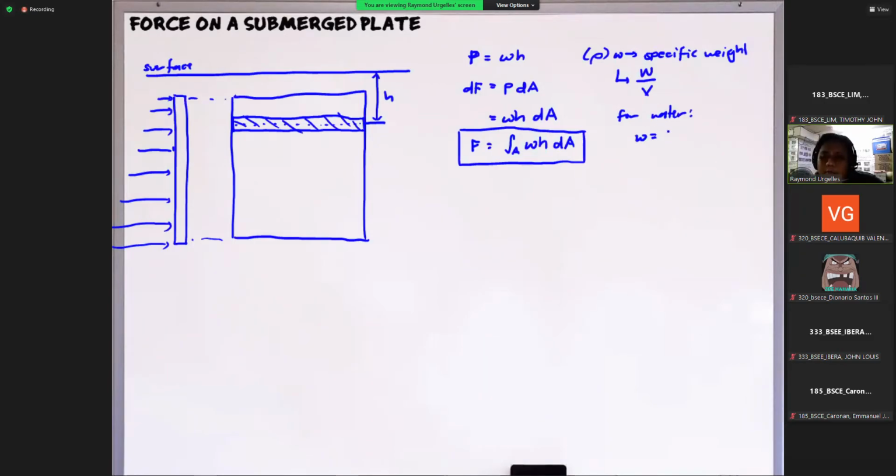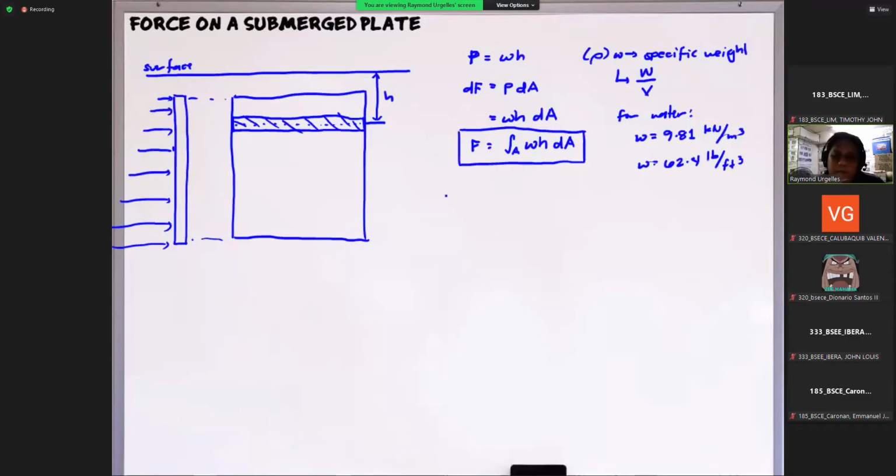Okay? So yung omega natin for water is 9.81 kilonewton per cubic meter. Pag English unit naman, we use 62.4, so this is pounds per cubic foot. Pag hindi lang given sa problem yung sa water. Pero pag may given naman sa water, kung ano yung given, yun yung gamitin niyo. Okay? So yan yung force natin.